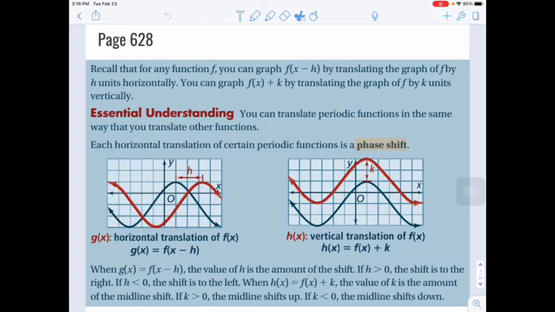When h of x equals f of x plus k, the value of k is the amount of the midline shift. If k is greater than 0, the midline shifts up. If k is less than 0, the midline shifts down.